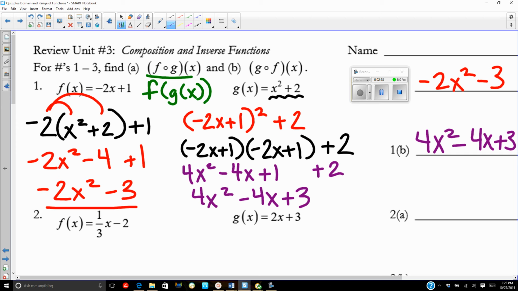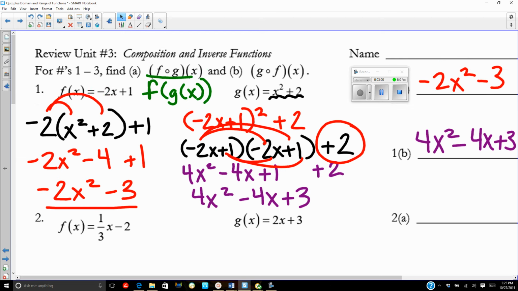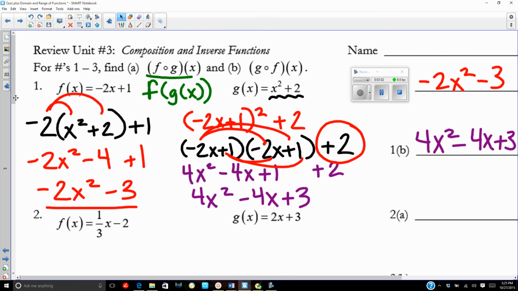Again, we're just doing the double distributive property here for box or FOIL. And then don't forget about this plus 2. A lot of you on the quiz, if you missed something, you forgot to add on that plus 2 at the end. Don't forget to add on that plus 2 at the end. If we're moving too fast, pause the video. Make sure you get all the answers before we move forward.